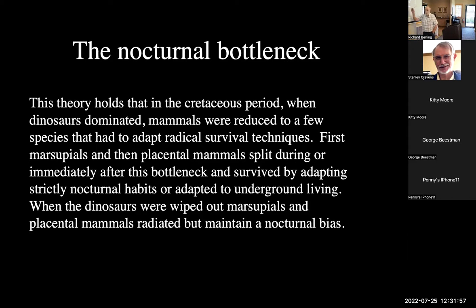So this is the theory that during the Cretaceous period, when the dinosaurs were dominant, mammals survived by either going underground or coming out only at night, and sophisticated ocular features useful for visual acuity vanished during what they call the nocturnal bottleneck, as a survival mechanism to avoid dinosaur predation. And then when dinosaurs left, 66 million years ago, mammals radiated to what they are today, including a number of different niches. Next.